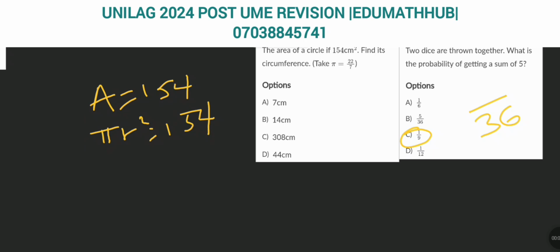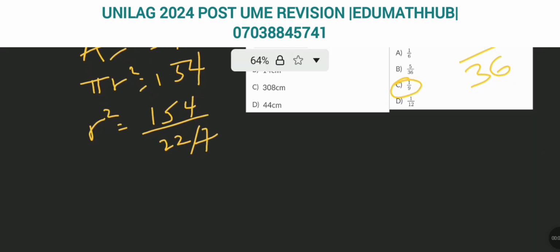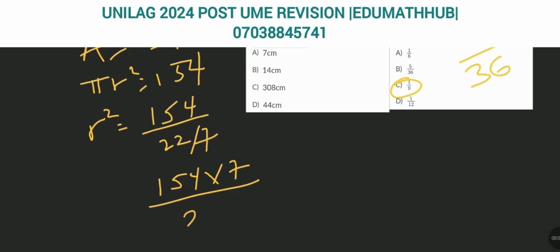Then from here, we try to isolate r squared. So we divide both sides by pi. But the value of pi is 22 over 7 from the question. So you break that down, you get 154, 7 goes up, then 22 goes down. Then we try to cut this out using 11. So 11 in 22 will give you 2. Then 11 in 154 will give you 14.